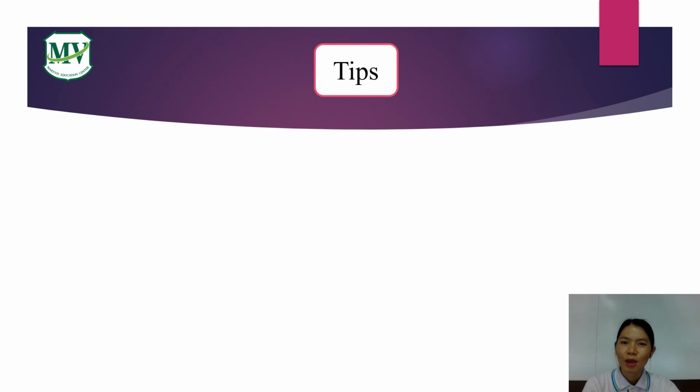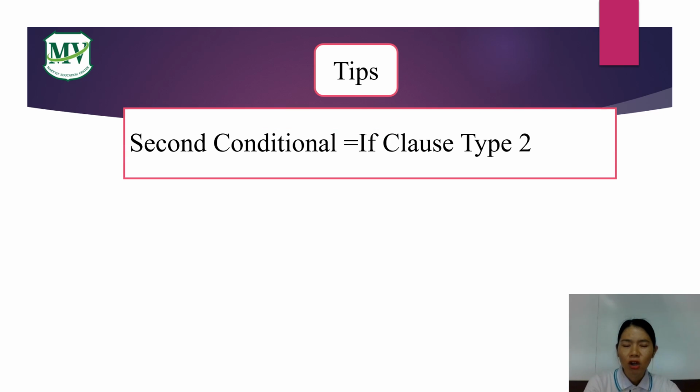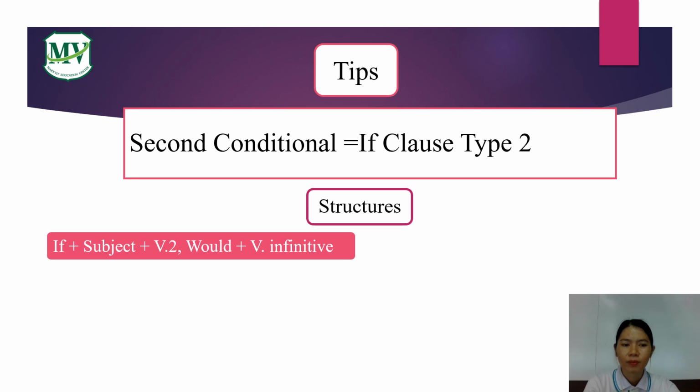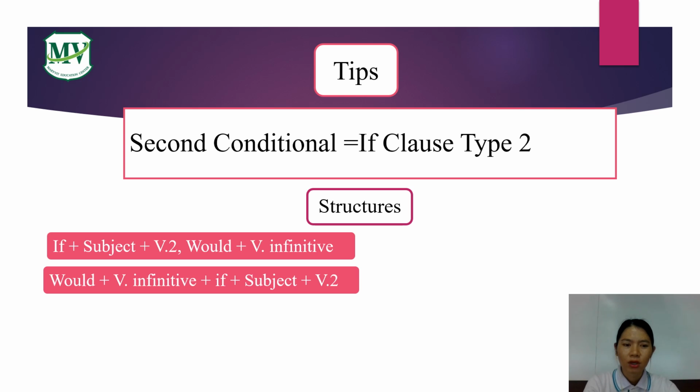Alright, students, before we end our lesson, I have some tips for you to remember. Let's start with second conditional, sometimes we call it if clause type 2. For the structures, you can use if plus subject plus verb 2, comma, would plus verb infinitive. You also can use would plus verb infinitive plus if plus subject plus verb 2. In this case, no comma in the sentence.